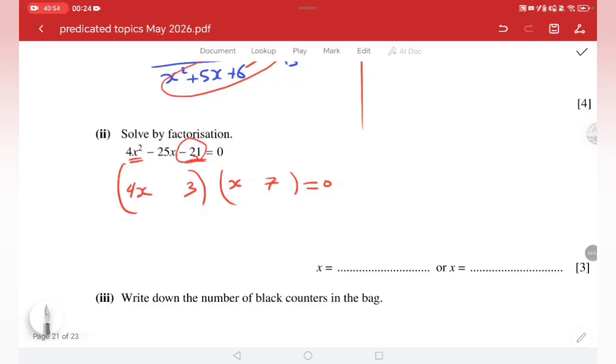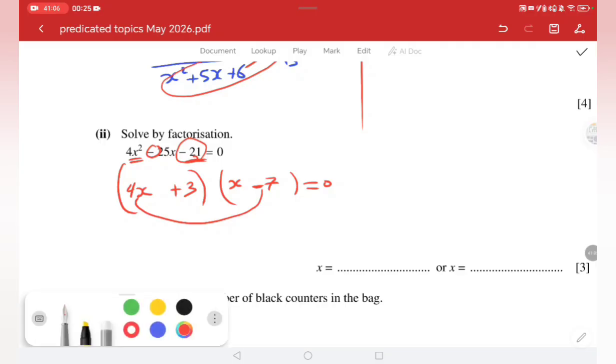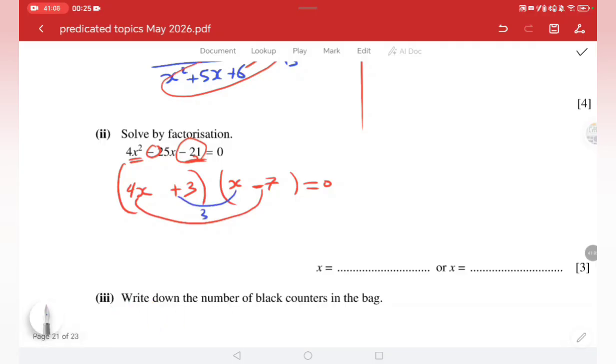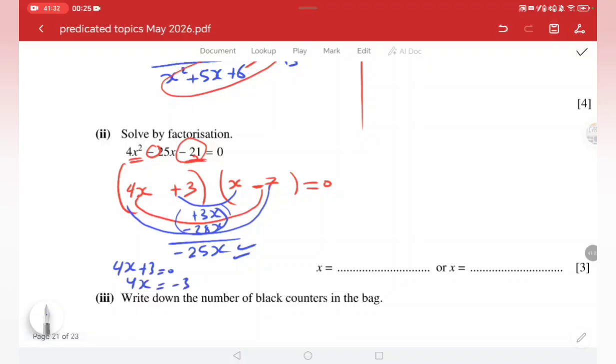Since this one is negative, we know that they have different signs. The big one, which is this multiplication, will have the same sign as the middle, so it will be negative and the other side is positive. You can double check. Multiply what's inside: it's plus 3x. Multiply what's outside: negative 28x. If you add them, does the sum give minus 25x? Yes, so you are right. Okay, so let's solve this one. 4x plus 3 equals 0. It means 4x equals negative 3, which means that x equals negative 3 over 4.